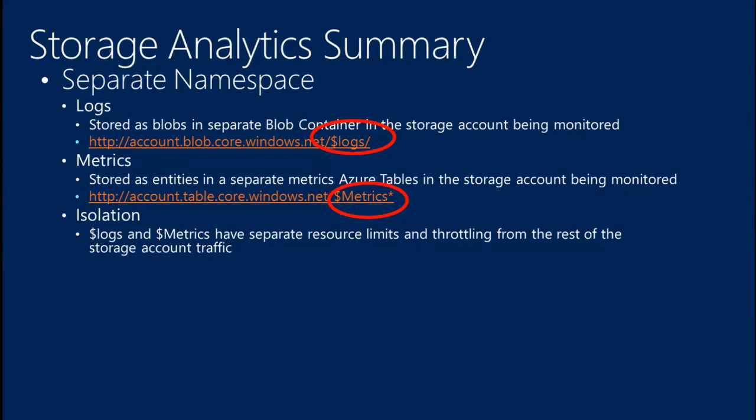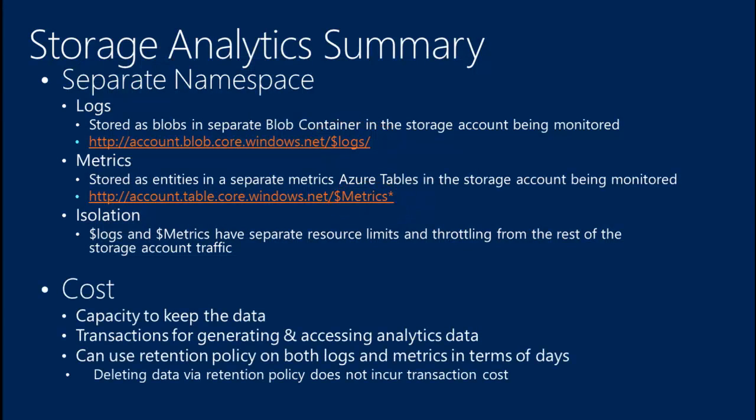One key note about $logs and $metrics is that they have separate resource limits, and so they don't affect account level throttling. So this isn't going to become the bottleneck of your application. The cost, again, is only the size of the data, and then any transactions for when you're accessing that data. So if you're reading it, any bandwidth egress, things like that.